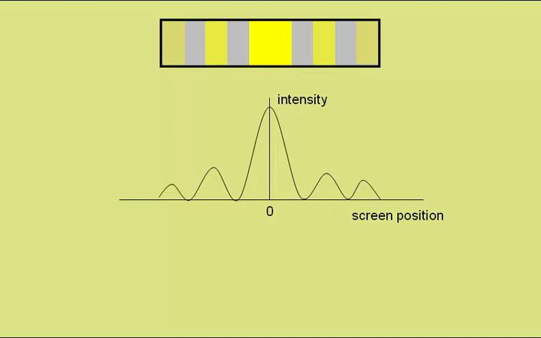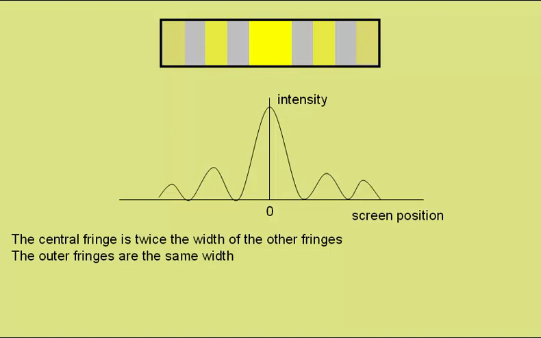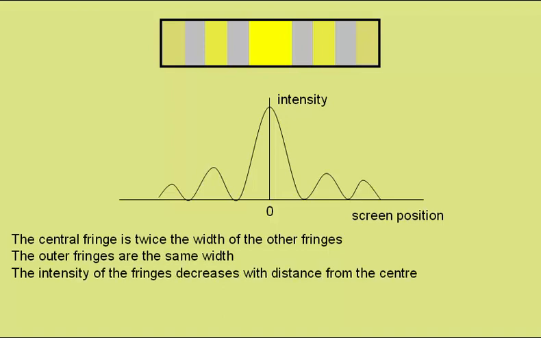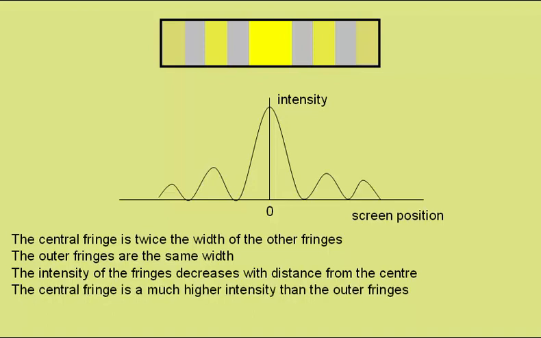Just a few things to note about this pattern. The central fringe is twice the width of the other fringes. The outer fringes are all the same width. The intensity of the fringes decreases with distance from the center, and the central fringes are much higher intensity than the outer fringes.